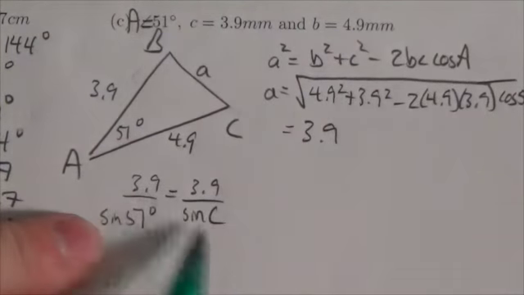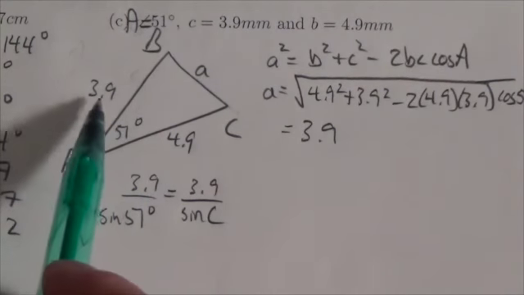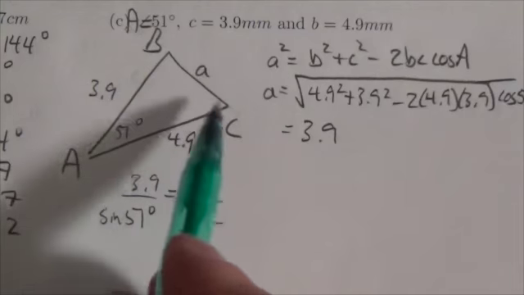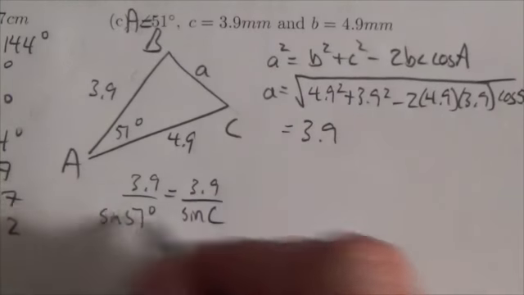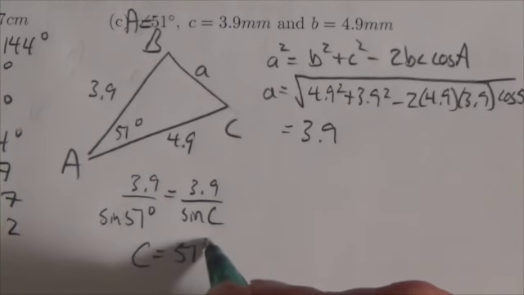Now, that should make it abundantly clear what C has got to be. Well, if these are both 3.9, then C has got to be equal to, and I can do this without even solving this, C has got to be equal to 51 degrees.